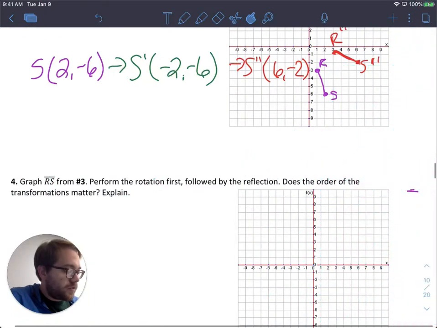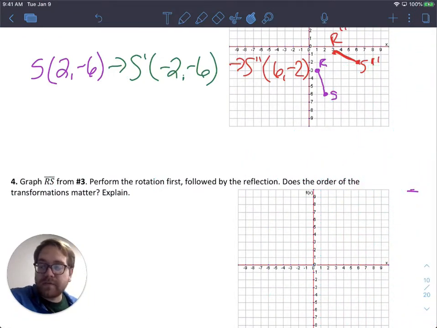Number 4 says graph segment RS from number 3, so we're using the same segment RS from number 3, and then perform a rotation first and then a reflection. So we're actually switching the composition around. So we'll rotate first and then reflect. And we're asked, does the order of the transformations matter? So we're going to see, does the order matter?